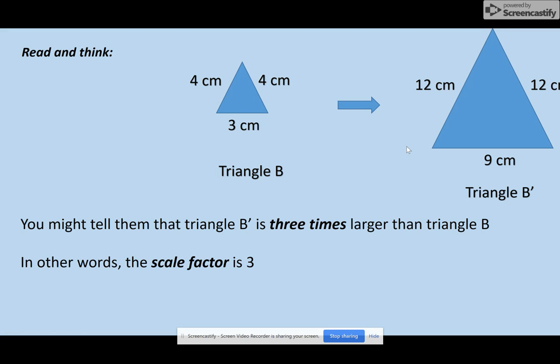In other words, and the term you need to become familiar with is scale factor. So the scale factor is 3. The scale factor for this enlargement is 3 because we multiplied each side in triangle B by 3.